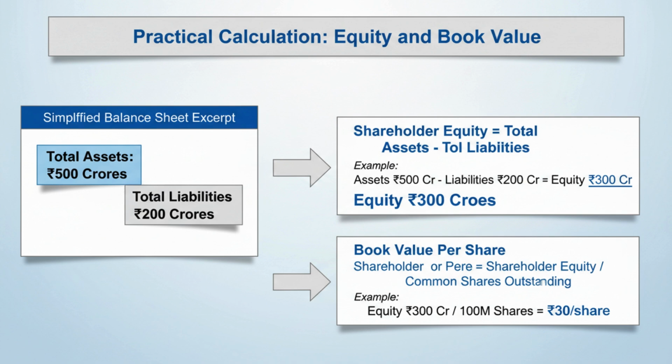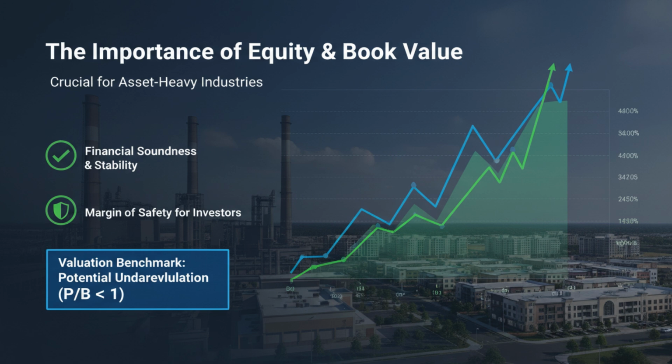These simple calculations provide a fundamental baseline for assessing a company's foundational financial strength and can be found directly on a company's balance sheet. So why are shareholder equity and book value so important? Firstly, for investors, a higher shareholder equity generally indicates a financially sound company with a strong asset base relative to its debt. It provides a margin of safety.